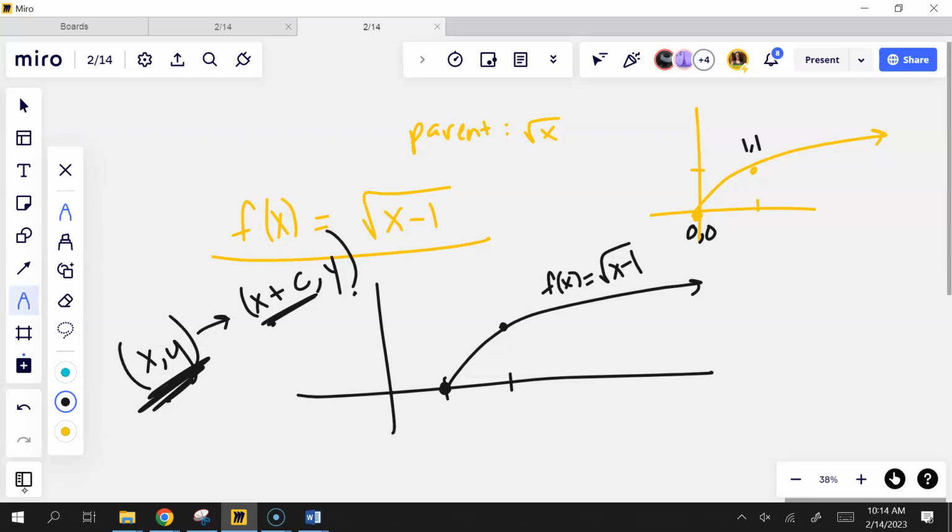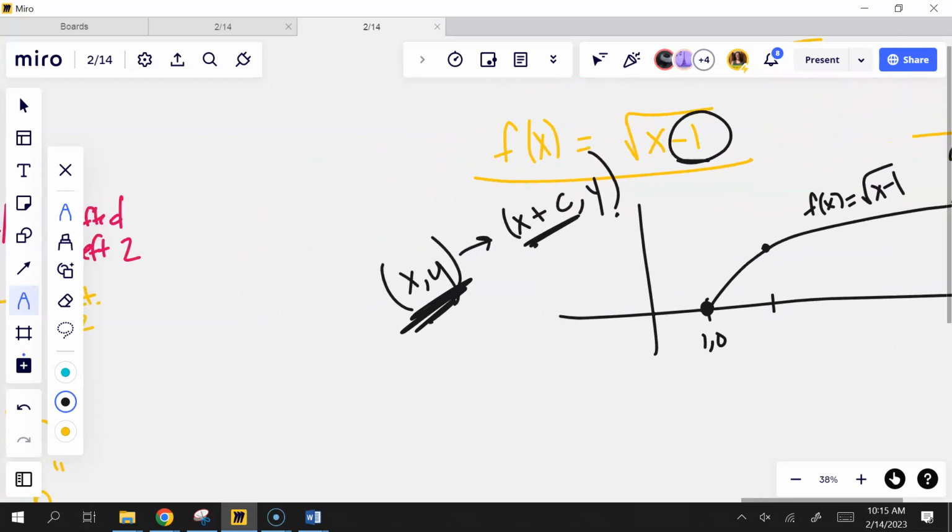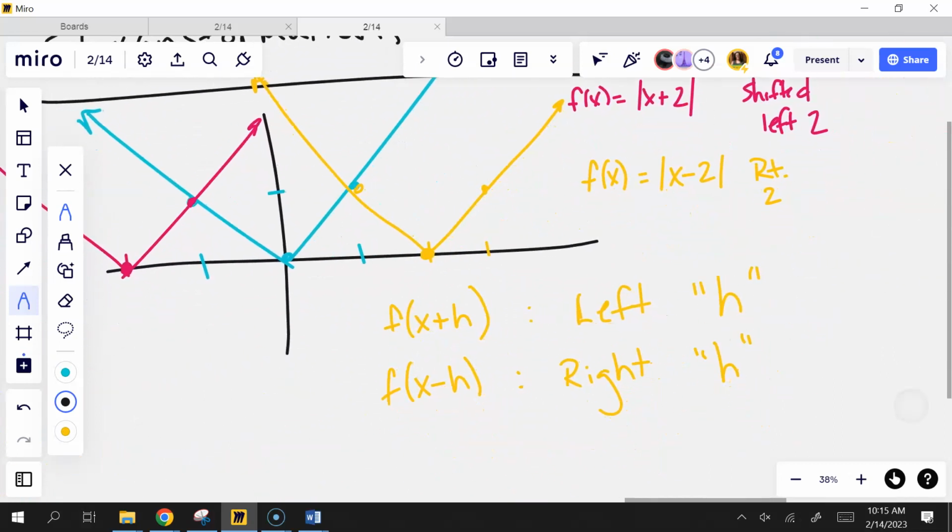Okay? So here, 0, 0 becomes, well, my C value, remember, is 1. So 0, 0 becomes 0 plus 1, 0, or 1, 0. Here's the 1, 0. Does that make sense? You're just adding that C value to every X, keeping Y the same. All right, that's translations. So your second line there, did we fill out the second, or we just did the first? Yeah, we did that.